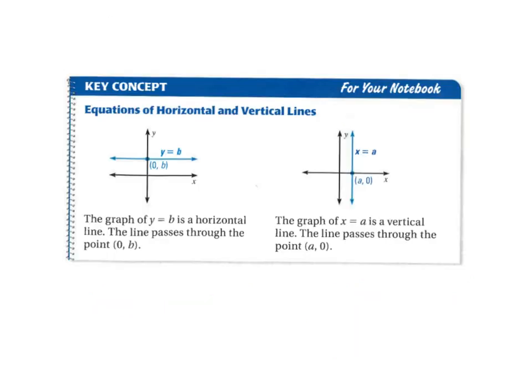So that's our big takeaway for today, how to graph horizontal and vertical lines. Anytime you see a horizontal line, you know the equation is going to have y equals just a number, no x variable. Same thing with vertical lines, we have x equals a number, no y variable.